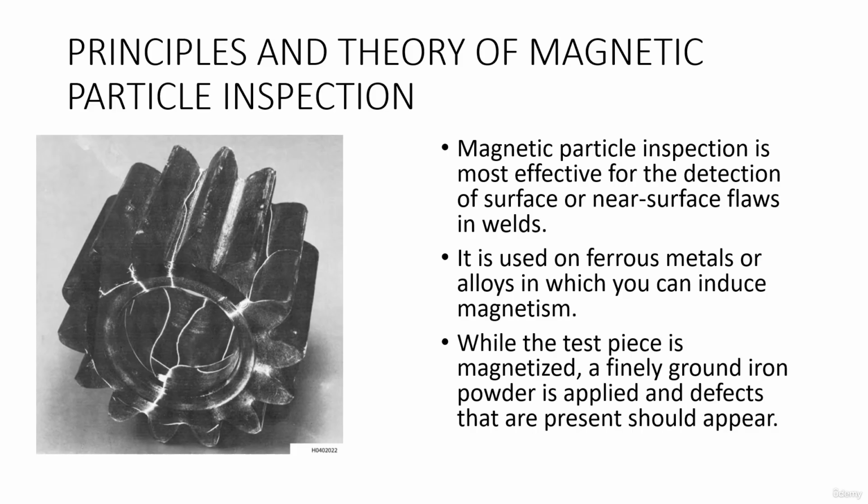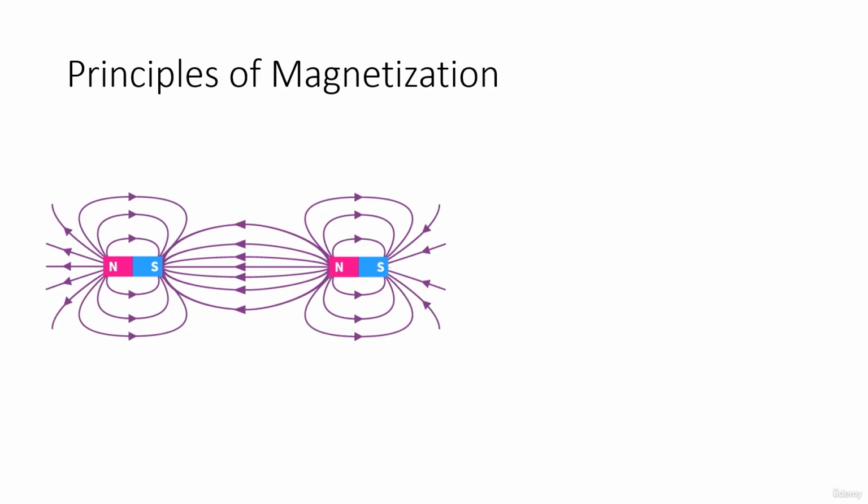If we're trying to do aluminum or some other material like copper, or a material that we can't induce magnetism into, such as austenitic stainless steels, which are non-magnetic, this isn't going to work. The key is, we're going to magnetize the piece and then throw some really finely ground iron powder onto it, and if there's a defect, flaw, or discontinuity, it should appear.